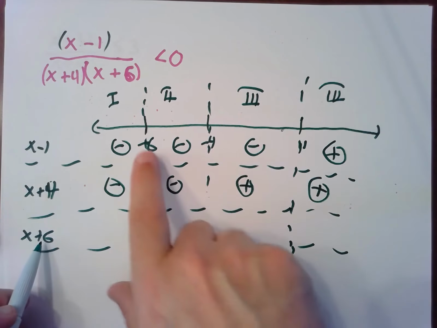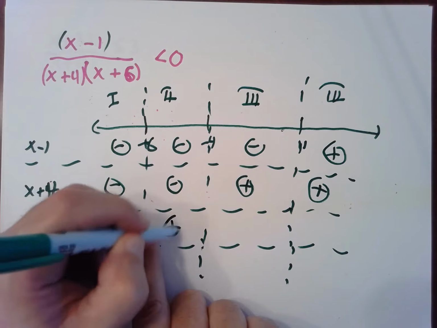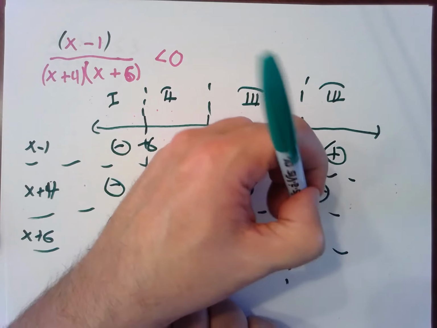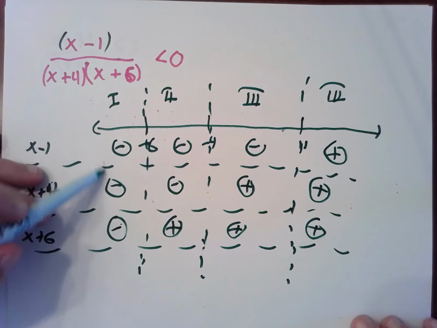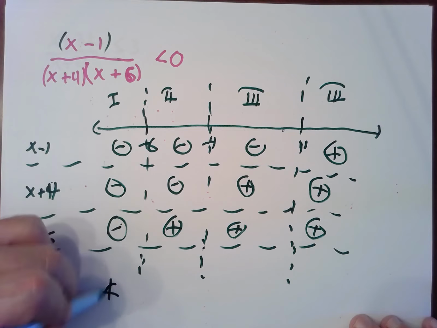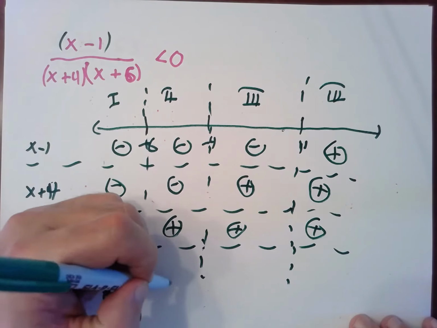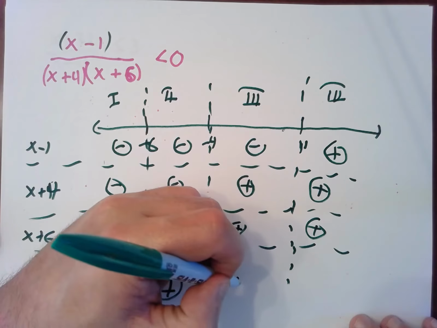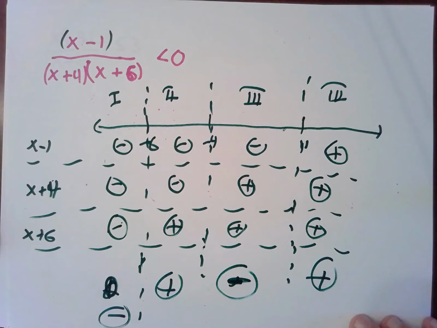Where's this guy going to switch? At -6. He's negative below, positive above. You should kind of see a pattern happening here. 3 negatives multiplied together is, I almost wrote positive, is a negative. 2 negatives is a positive. 1 negative is a negative. 3 positives is a positive.